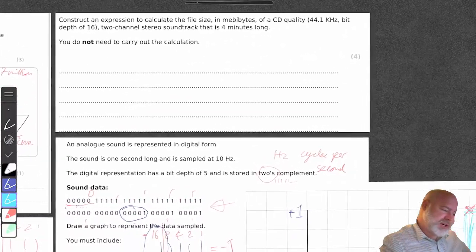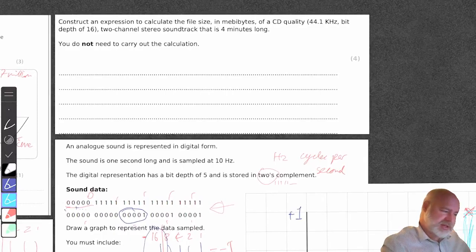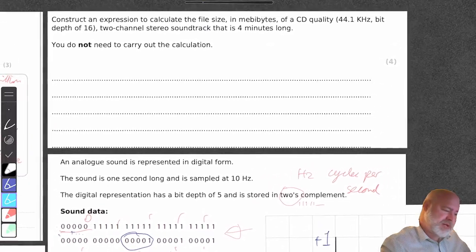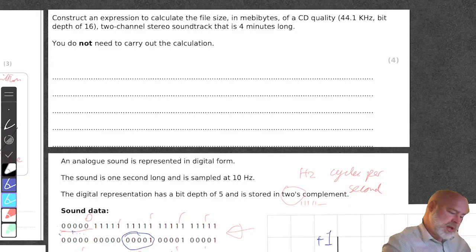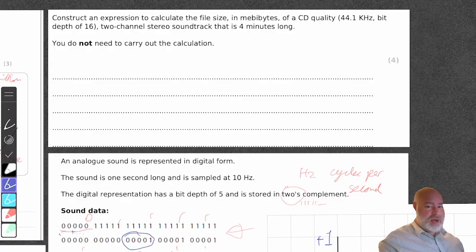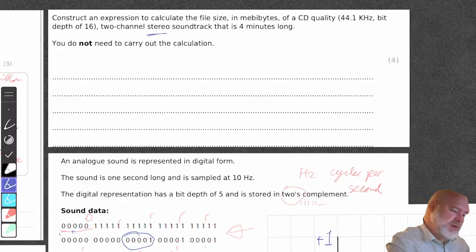Construct an expression to calculate the file size in megabytes. Right, we did something similar to that earlier, didn't we? Of a CD quality 44.1 kilohertz, bit depth of 16, 2-channel stereo soundtrack that is 4 minutes long. Okay, so the word there which is causing me some concern is stereo. So we're going to have to come back to that. I think we're probably going to have to do something twice.